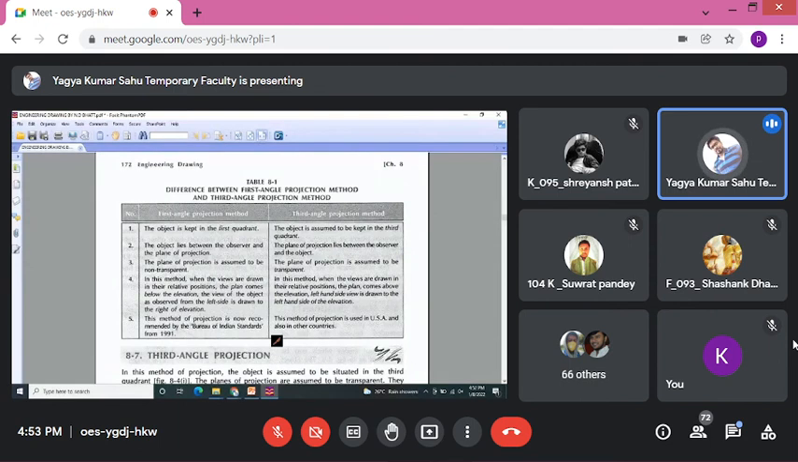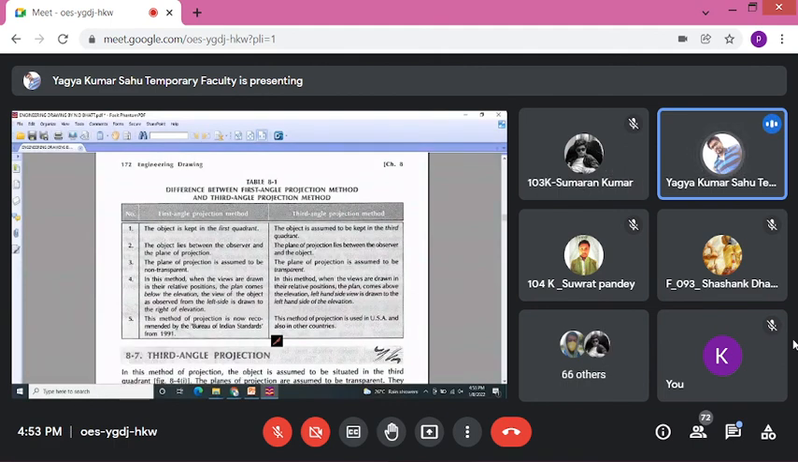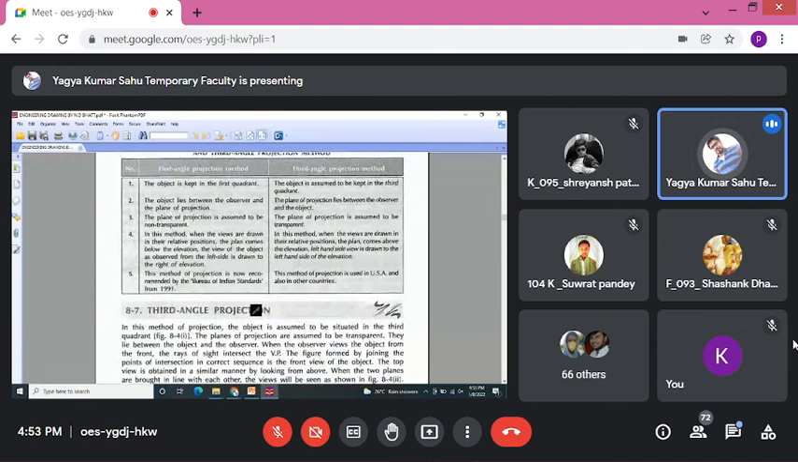First angle, the object is kept in first quadrant. Third angle, the object is kept in third quadrant. Second, in first angle the object lies between the observer and the plane, and for third angle, the plane of projection lies between the observer and the object. And you can see the front view above, top view below, and top view above, front view below, in case of first and third angle respectively. So see these things properly.